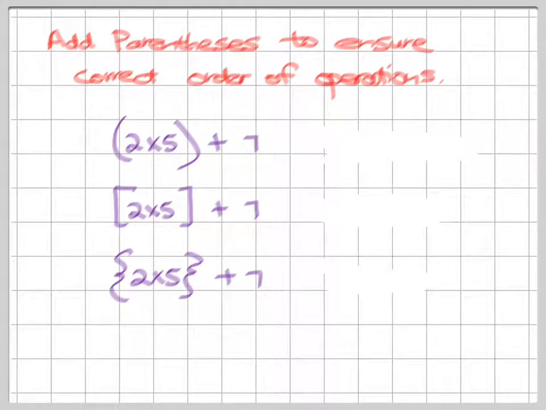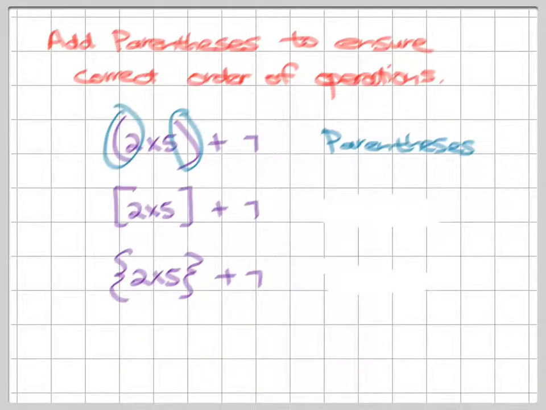So we're going to add parentheses to ensure the correct order of operations. Now we've got exactly the same problem written on each of these. We're just using different types of brackets or parentheses. The first ones are called parentheses. That's this type here. Okay. And it doesn't matter what you use, the person doing the problem will still do that one first.